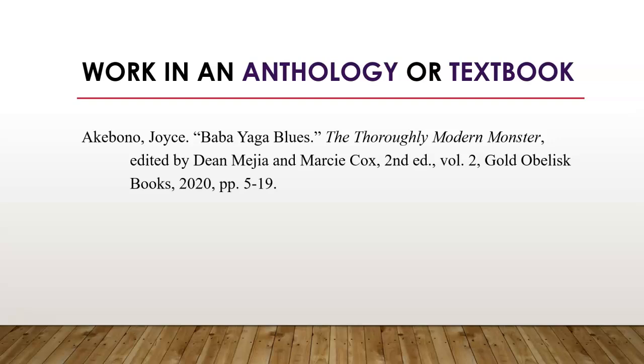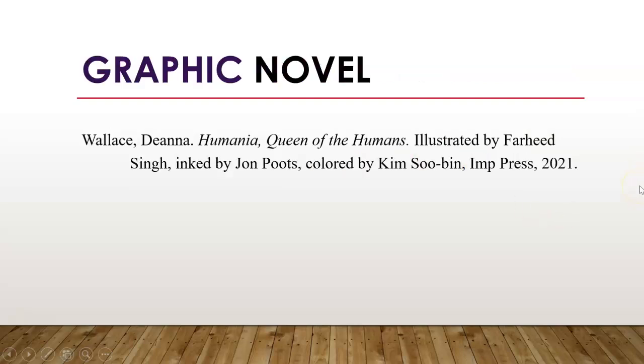anthology or textbook, The Thoroughly Modern Monster, edited by Dean Mejia and Marcy Cox, and that's a second edition of this book, which is important because editions can change. Volume 2, published by Gold Obelisk Books in 2020, and then our page range, and this means more than one page, 5 through 19 is where this student found this work written by this author in this book, edited by these two people, this edition, this volume, published by them. Alright, hope it's starting to make sense.